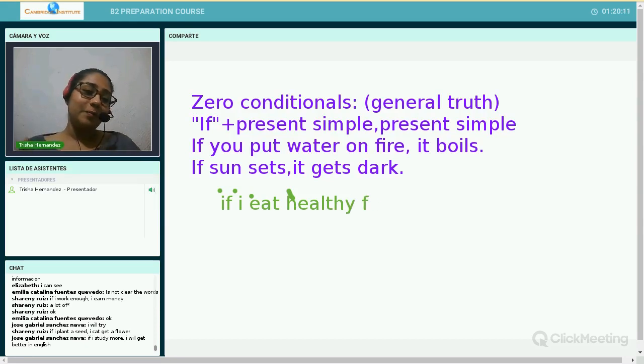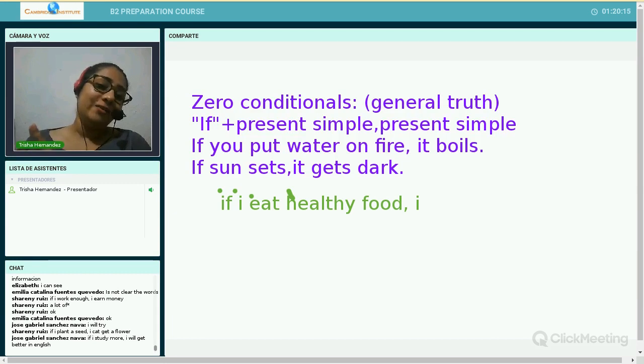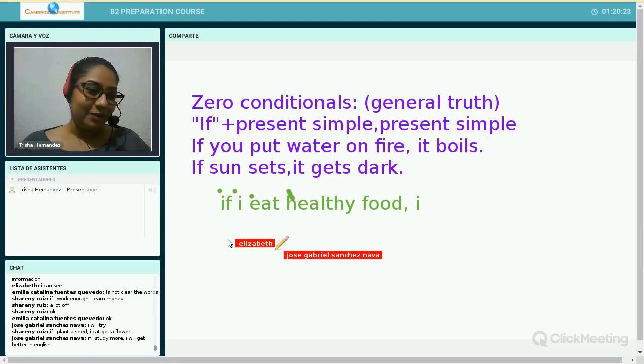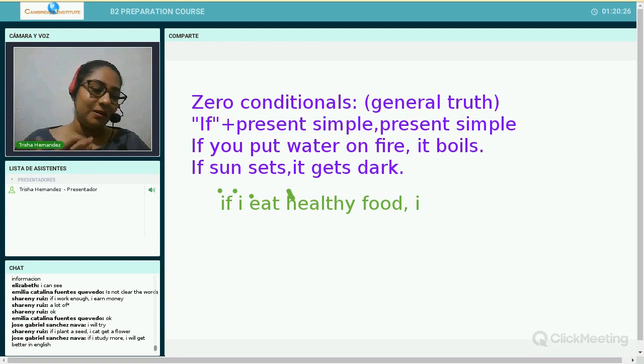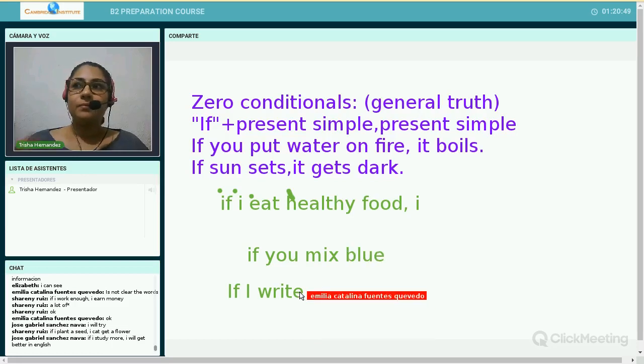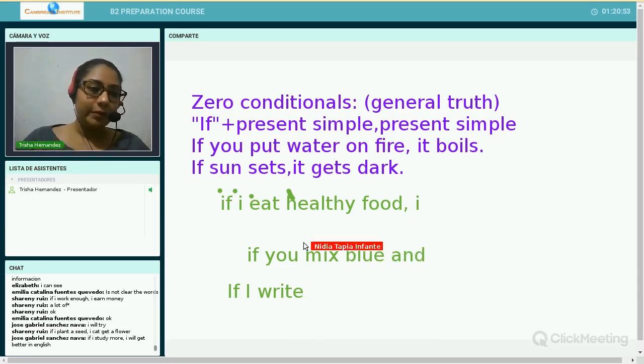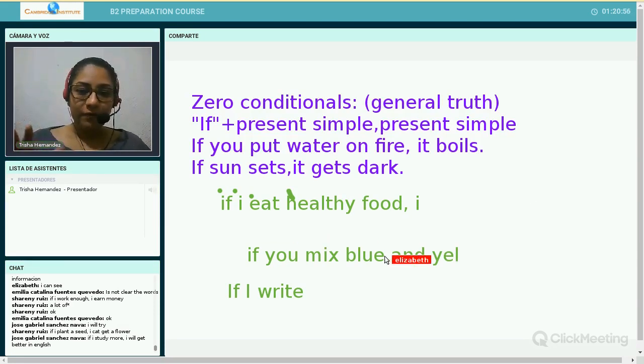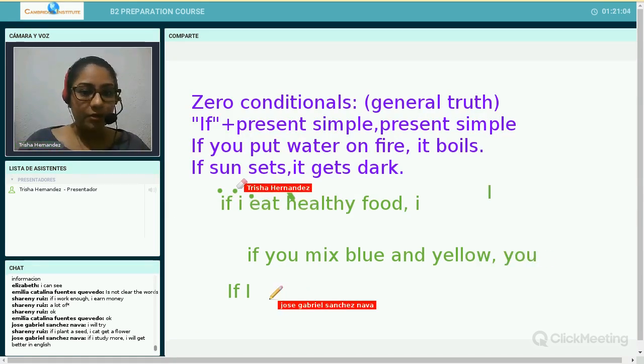Gabriel, there are some people who study really hard and enough, and they don't improve their English because, I don't know, they don't practice or something like that. So that couldn't be a general truth either, because that could be true for you, but it cannot be true for somebody else. It's like something that will always happen, that cannot change. If I eat healthy food, I get poor because healthy food is expensive, right?